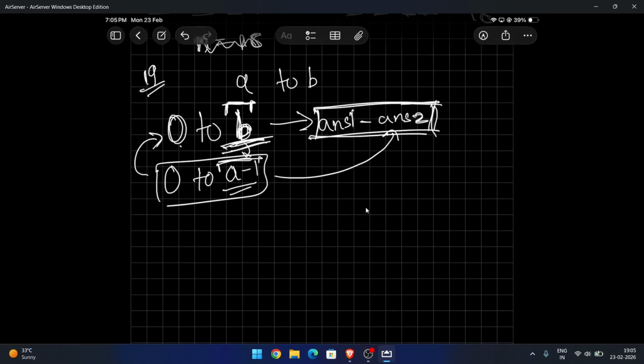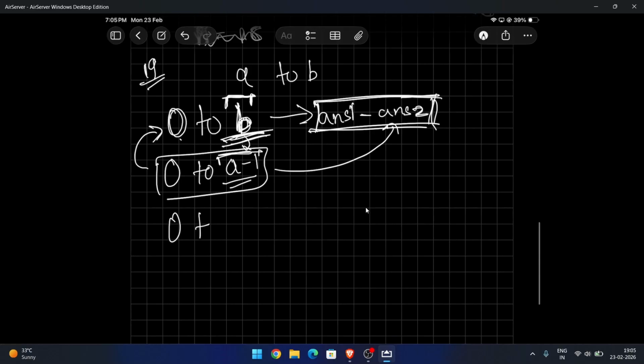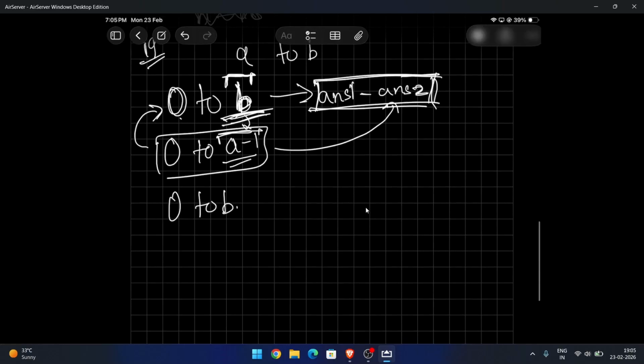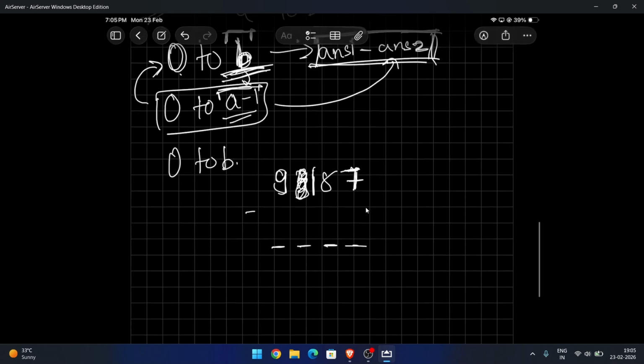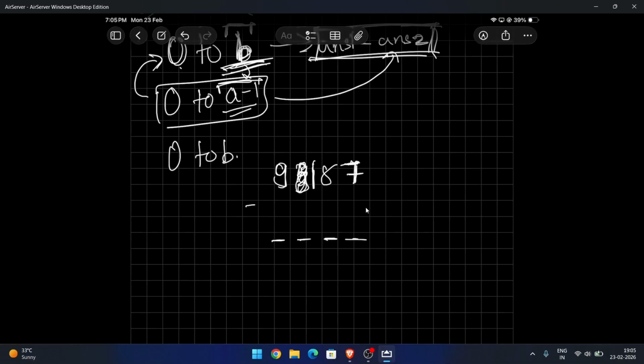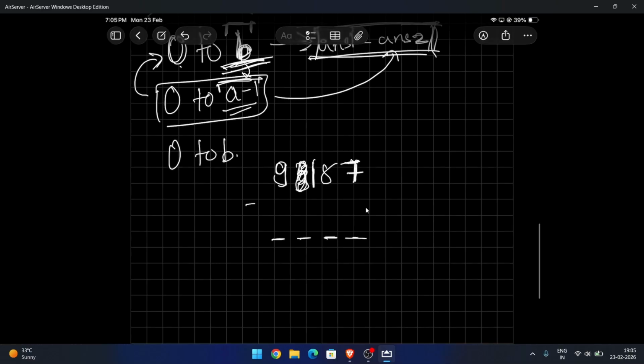Now let's look at how we can find from 0 to B. I want numbers smaller than B. Let's suppose B was 9187. Suppose this was B. Now we will try to create all the numbers which are less than this. So what are the values I can put here? I can put 0, I can put 1, I can put 2, up till I can put 9 here.